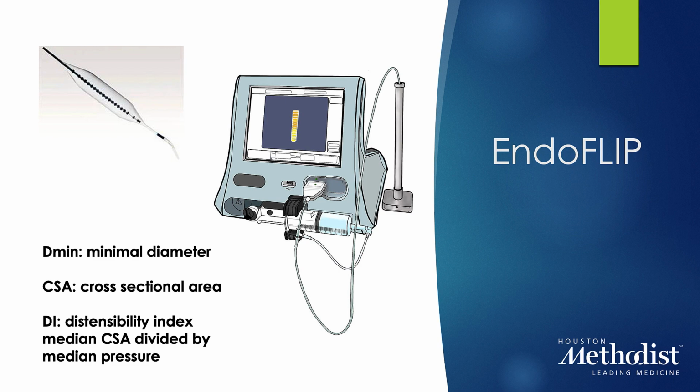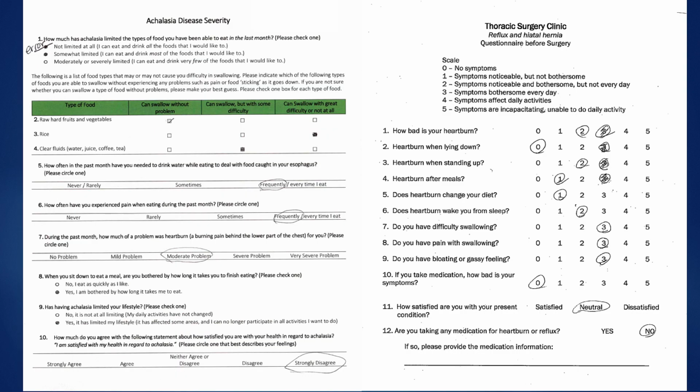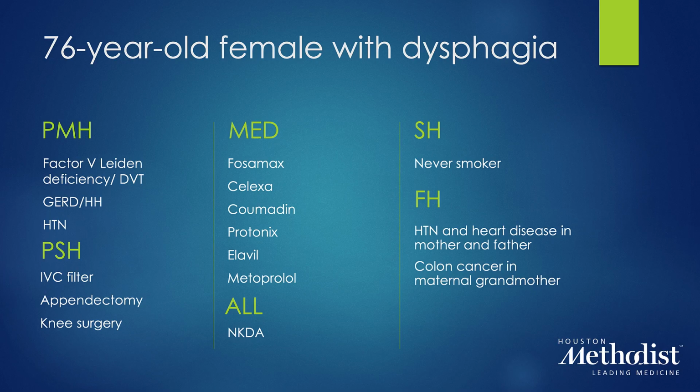The EndoFLIP is very helpful in providing information about the restrictive area, especially during surgical treatment of a patient with achalasia. To illustrate this point with a case, we have a 76-year-old female with a 3-year history of progressive dysphagia to solids and liquids. She also has heartburn and regurgitation symptoms. She reports that she has severe obstructive symptoms as well as moderate reflux symptoms.